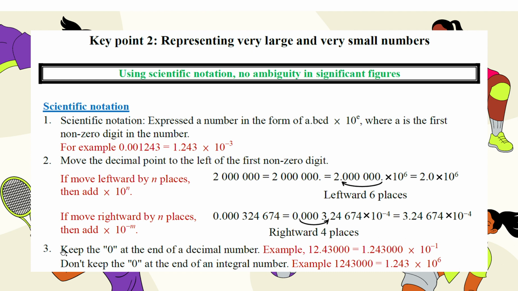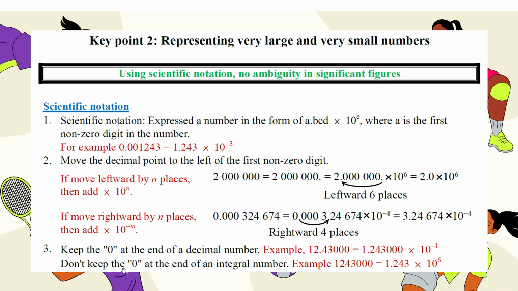Keep the 0 at the end of a decimal number. If it is at the end of a decimal number, keep all the 0s. For 0.124300, remember this 00 counts as significant figures, right? So keep it. So 1.24300 times 10 to the power negative 1. Sometimes you find it in the marking scheme. In math, our marking scheme really likes the zeros to be shown because the accuracy will be clear.